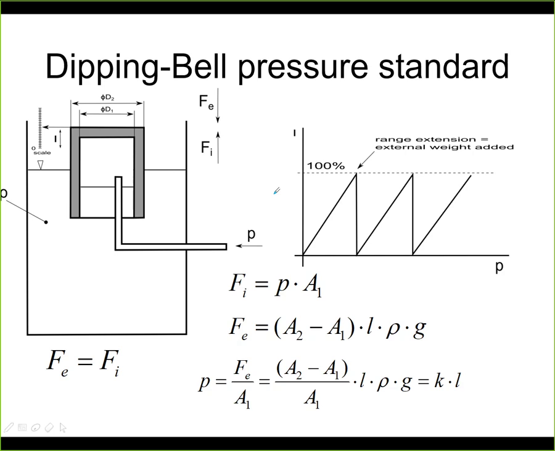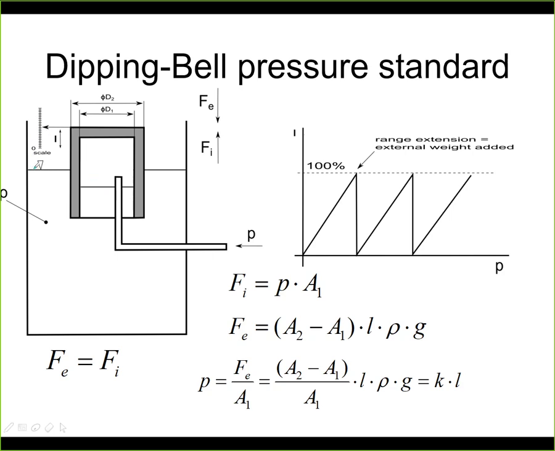It's called a dipping bell pressure standard. Now this instrument can give you very accurate readings in very small pressure ranges. It typically ranges within a few kilopascals only. So it's for small pressures. Now how does this work?